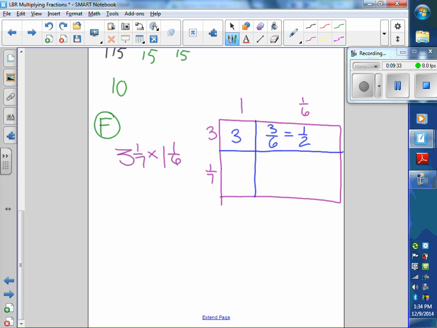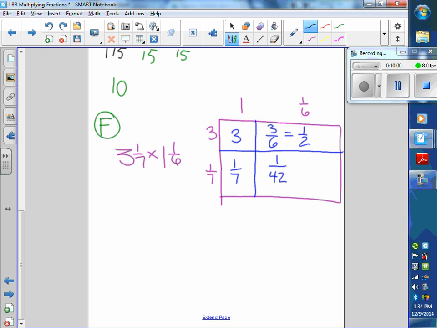So 3 times 1 is 3. 3 times 1/6 is what? 3/6, which is the same as 1/2. So 1/7 times 1 is just 1/7, right? And then what about 1/7 times 1/6, Josie? 1/42, right? So our common denominator has to be 42. After this, you just add them all together.